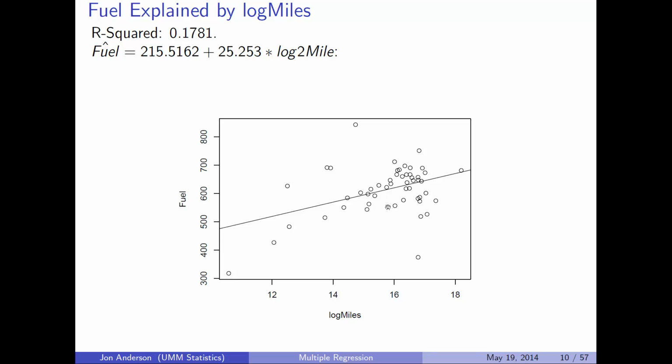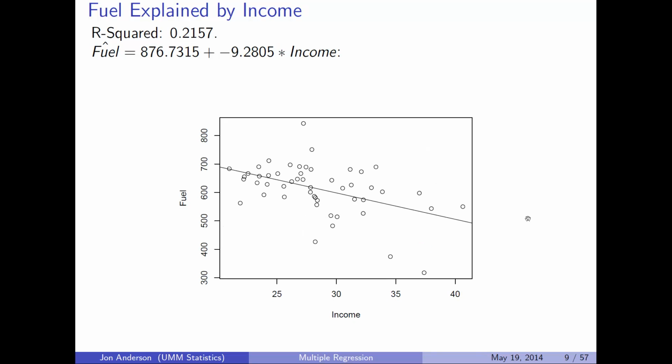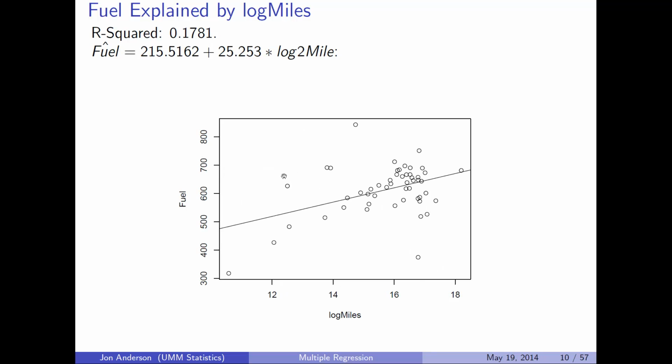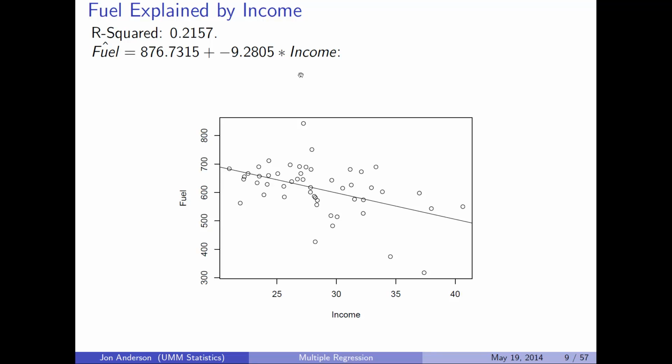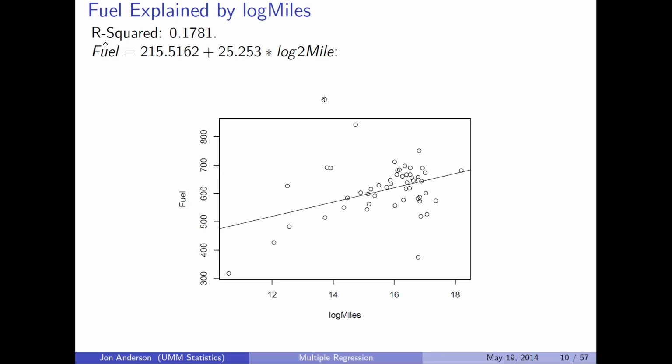So what we've seen in overhead 10 and overhead 9 is using one variable, income or log mileage, to explain fuel consumption. And you can see that those variables, income and log mileage, do explain some variation of fuel consumption, but not that much. And the question will be, what will happen if you add the variable log miles to a model that already has income, or adding income to a model that already has log miles?